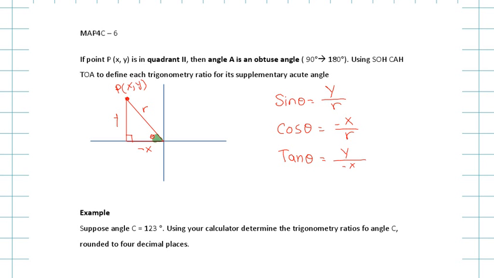Do we understand that? Can we correlate the two now? So sine is positive because it's not touching the x, it has nothing to do with the x. Okay? Got it.